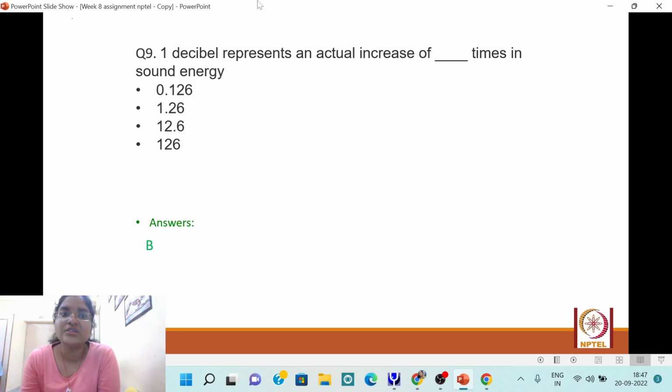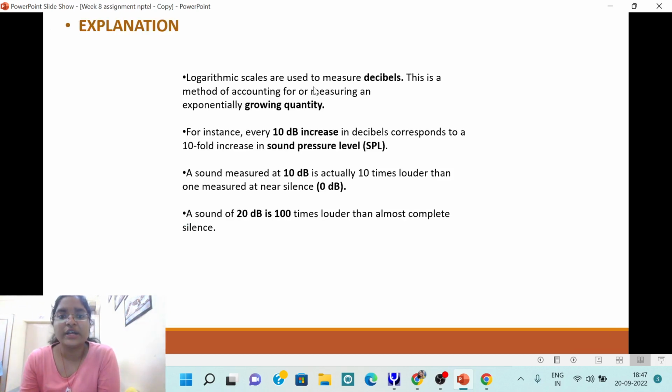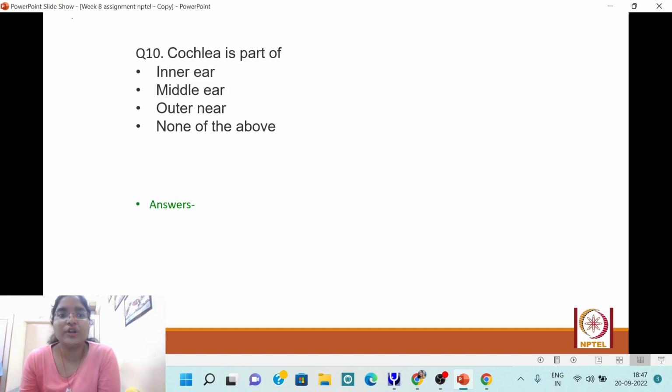Similarly, the question was for 1 dB. So 1 dB is equal to an increase of approximately 1.26 times in sound energy, right? So the correct answer is 1.26. We'll move on to the next question.